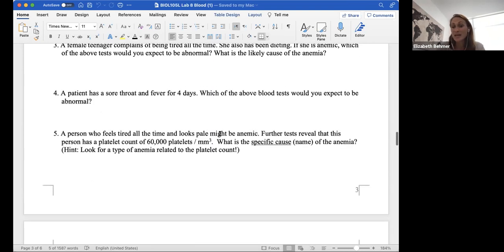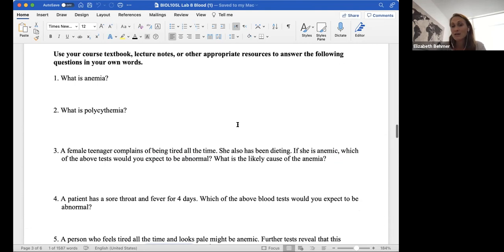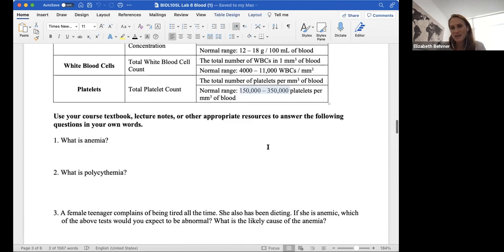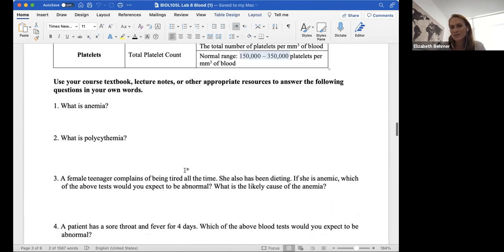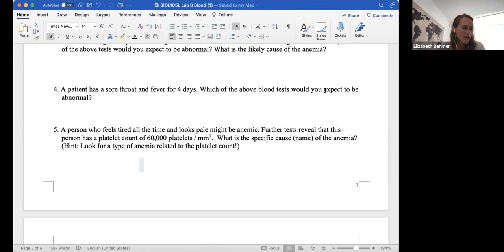A person who feels tired all the time and looks pale might be anemic. Further tests reveal that this person has a platelet count of 60,000 per cubic millimeter of fluid. What is the specific cause or name of this anemia? So this will be a type of anemia that's related to platelet count. If they have 60,000 platelets, where does that fall in the range? That's way below the normal range. So you're going to want to research anemias with low platelet count, and that would be a specific type of anemia for number 5. So a little bit of research shown there, but hopefully it'll be interesting for you.